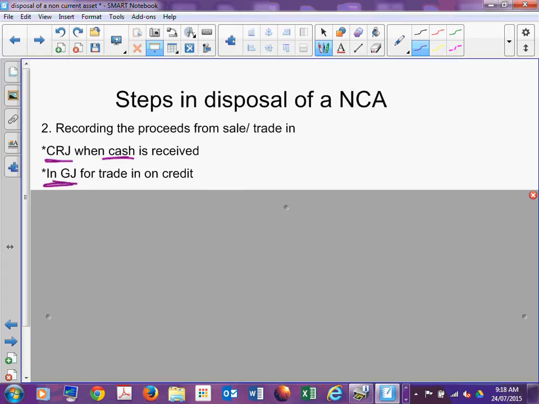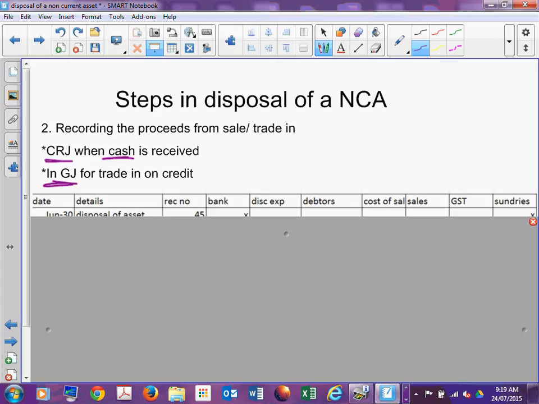So in a SAC or exam situation, the first thing you have to do is say, all right, what did I get for that asset? Did I get cash for it? Cash receipts journal. Did I trade it in? General journal. So what I need you to do now is to draw up a cash receipts journal, and you're only going to do one line, and then a general journal.